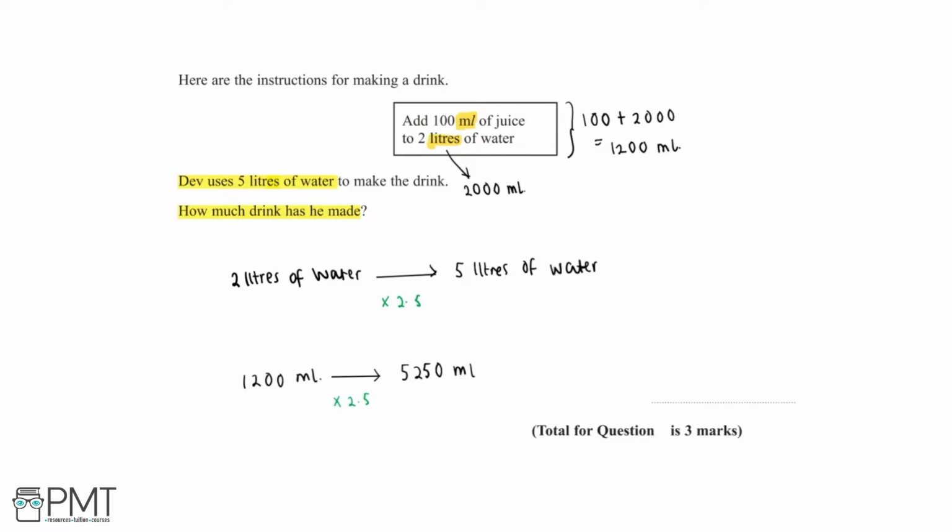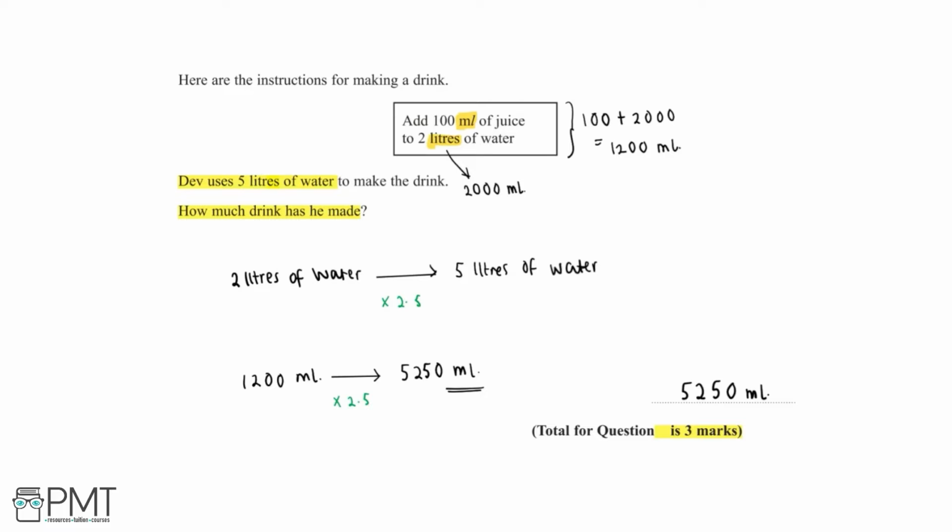5250 milliliters, and be careful not to mix up the units. And so we can see that Dev has made 5250 milliliters of drink. Now this question is worth 3 marks, so let's take a look at where these marks are allocated.